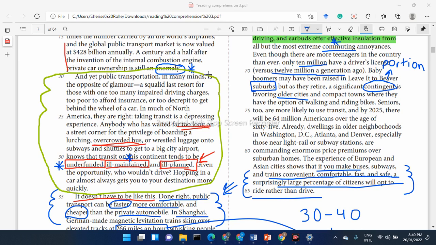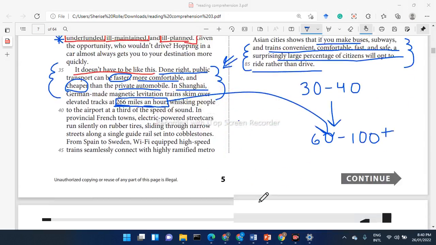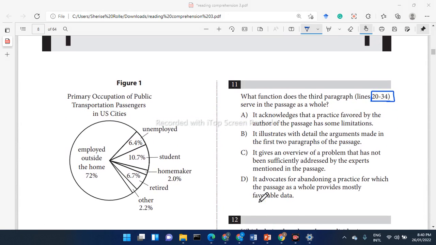So what does this portion do to the entire essay? Can we go back to the question options? Someone says C, it gives an overview of the problem. I think C. Anyone else? A.